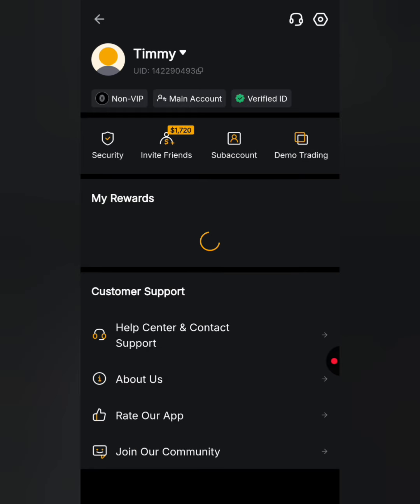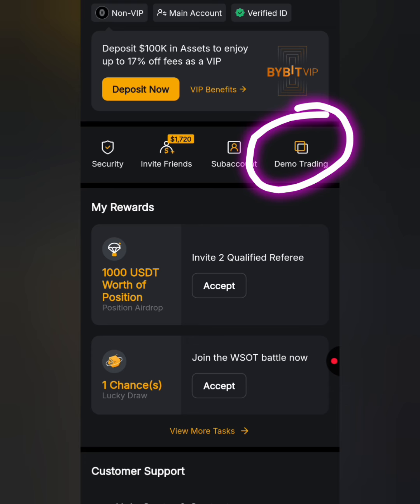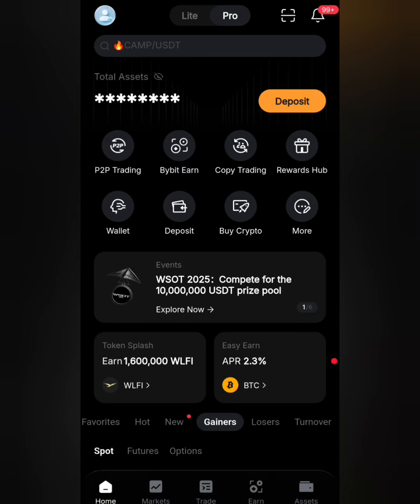There's also an option right here for beginners in case you want the demo account. You click right here on demo trading and you'll be given a demo account to help you practice spot trading properly.